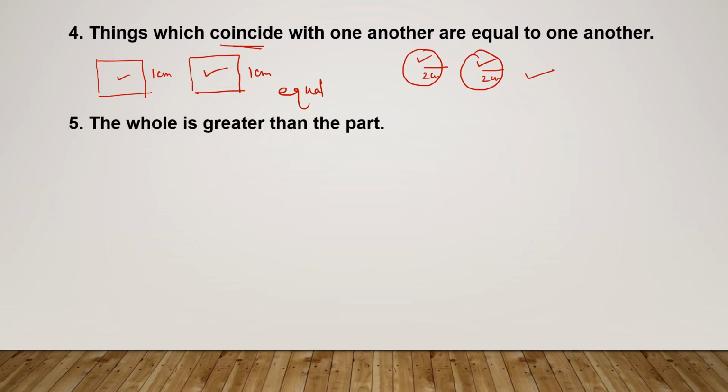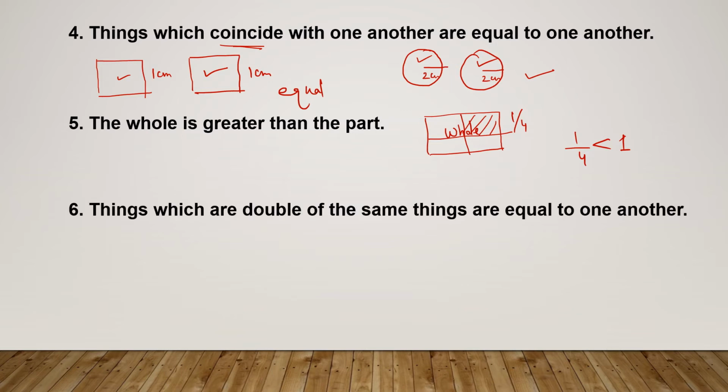The fifth axiom says that the whole is greater than the part. This we already know. Suppose we have a biscuit, a rectangular piece of biscuit. This is a whole. Now from this biscuit, suppose I make 4 parts and consider only one part. This part is 1 by 4, which is less than the whole. So the whole is always greater than the part.